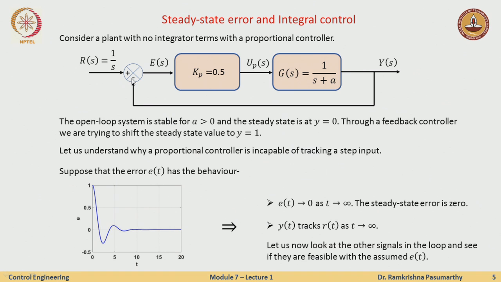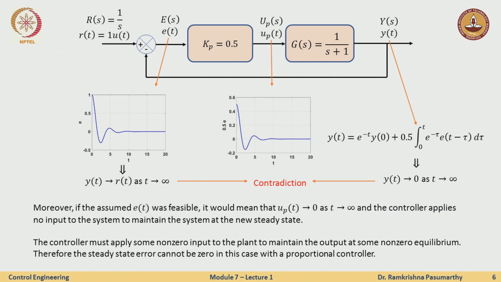Okay. So, now let us just try to understand this with the help of the block diagram here. Let us see with the help of this block diagram. So, what do I want? I want E to go to 0 as t goes to infinity, or y to track r as time goes to infinity. Okay. Let us see how this propagates.